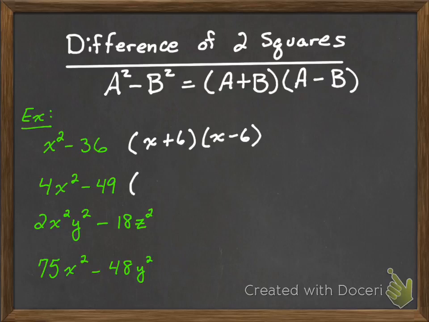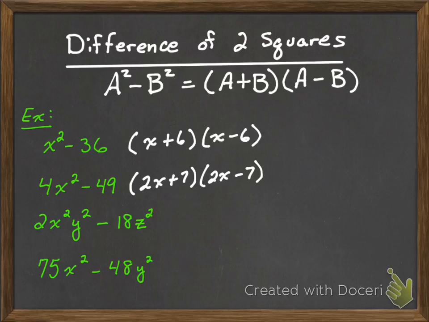For the next one, your a value is going to end up being 2x, because if you square a 2x, that means 2x times 2x, and that gives you 4x squared. Your b value in this is going to be 7, because 7 squared is going to give you 49. All right, so that comes down then to be 2x plus 7 multiplied by 2x minus 7.